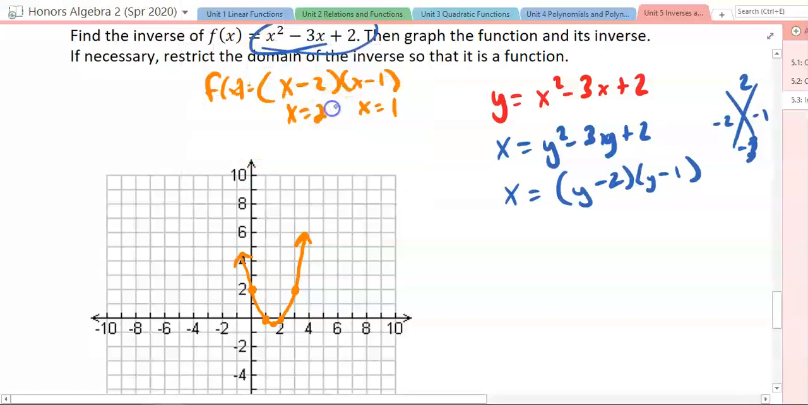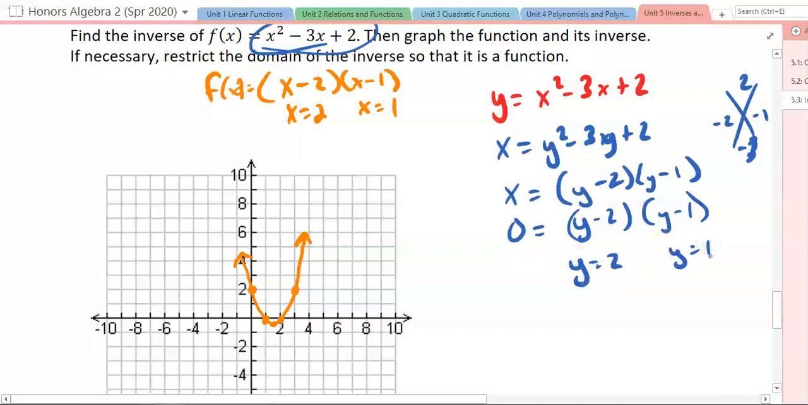Well, come back over here. This means that my y-intercept, if I make this 0, right? If I make the x equal to 0, I'm going to get that y minus 2, right? And then the y minus 1. So y is equal to 2, or y is equal to 1. So I end up with 2 blue dots here and here.